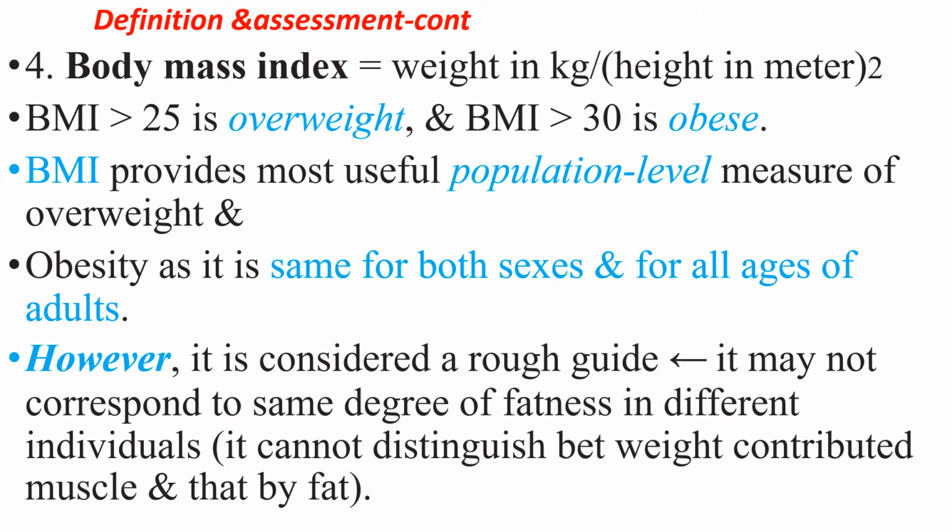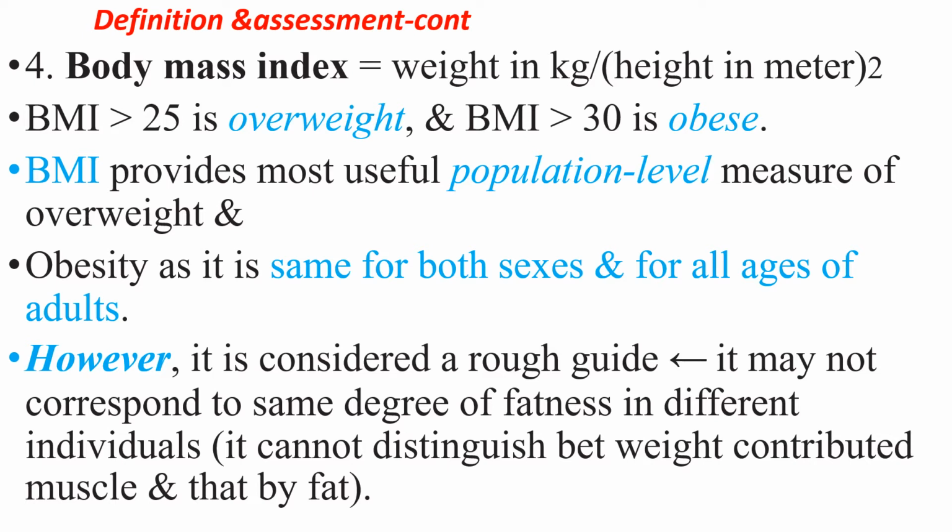Definition and assessment continued. Body mass index, which is very famous, equals weight in kilograms divided by height in meters squared. BMI more than 25 is called overweight. BMI more than 30 is obese.